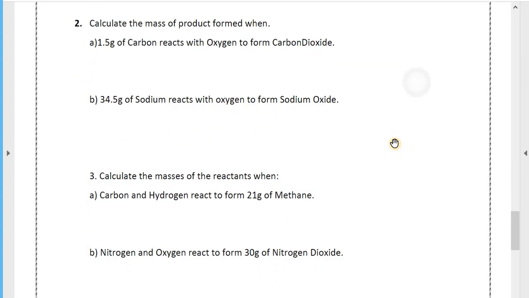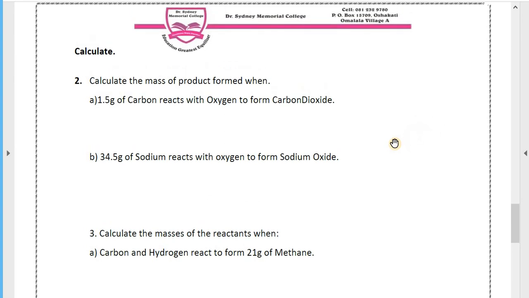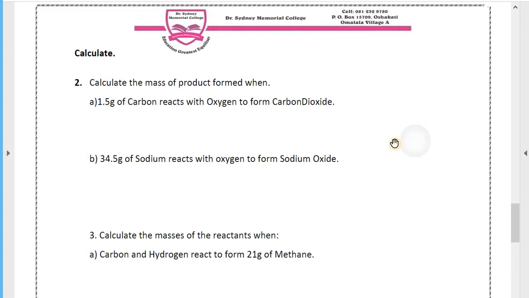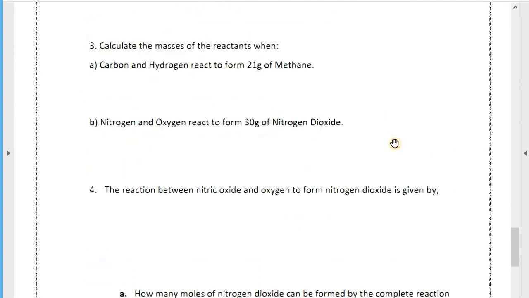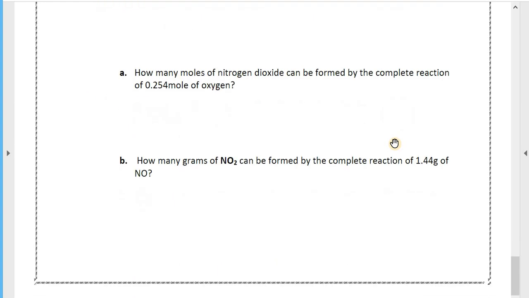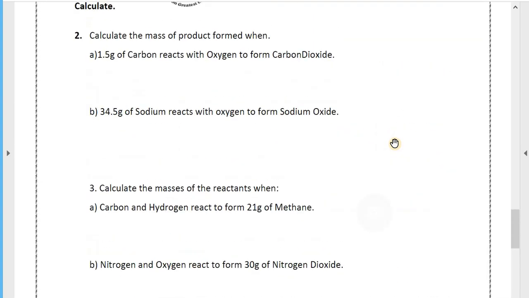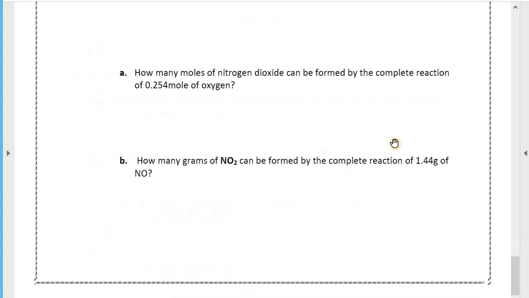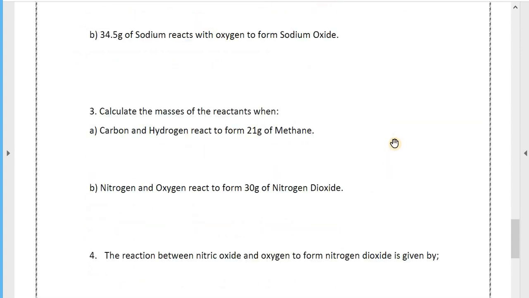What we're going to do in the lesson, I hope you're going to watch this video in the evening. I'm going to indicate that you watch this video in the evening and you try and do these calculations before the lesson in the morning, right? Try and do these calculations. It's only number 2, number 3, number 4.